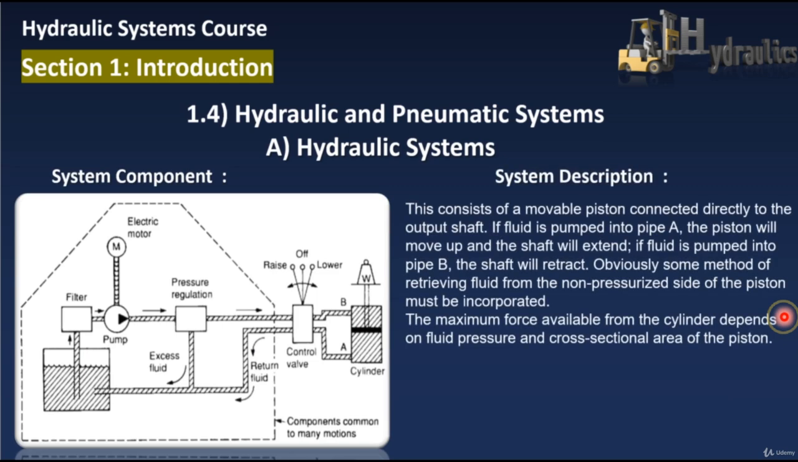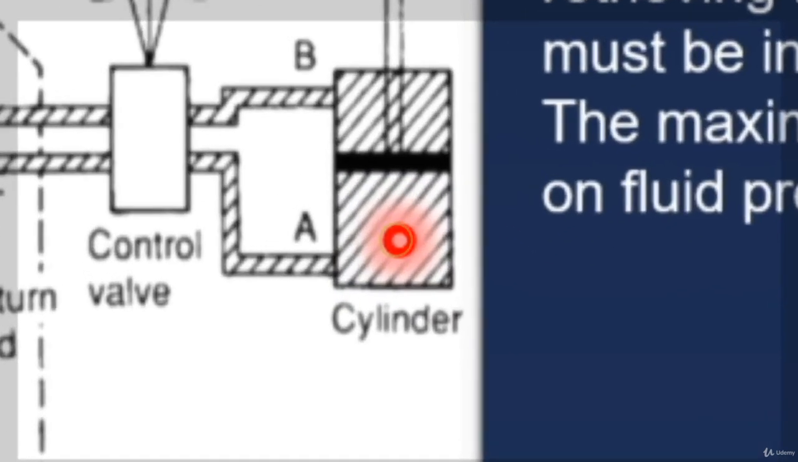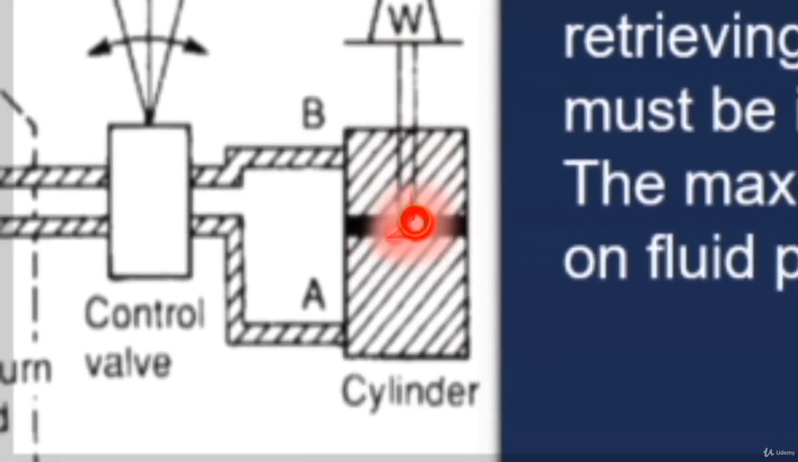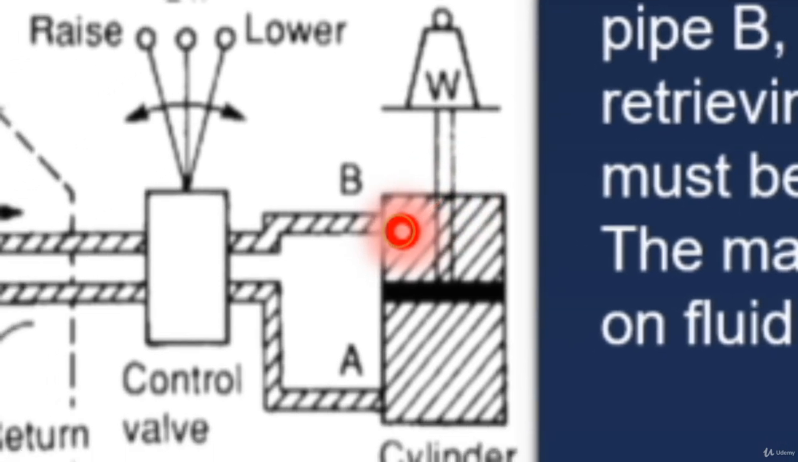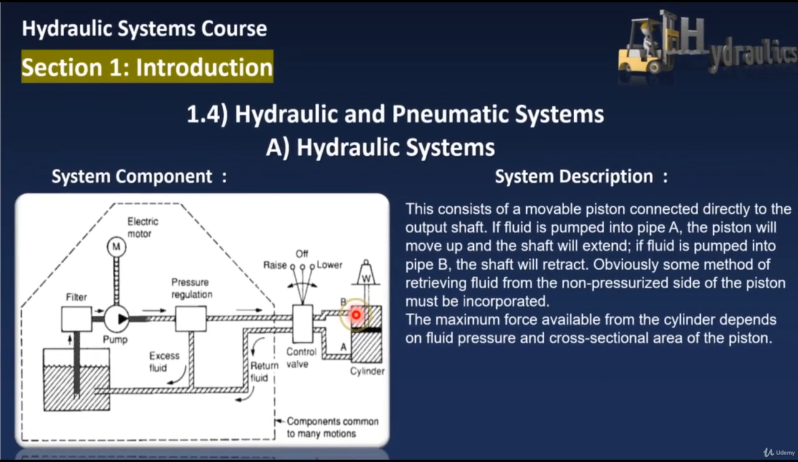If we want to describe the system in detail, it consists of a movable piston connected directly to an output shaft. Here, you can see we have this cylinder with a piston and shaft responsible for producing the action or motion. Just imagine the fluid introduced from the tank going to port A. If the fluid is pumped into pipe A, the piston will move up. If the fluid is pumped to port B or pipe B, then the piston will move down.